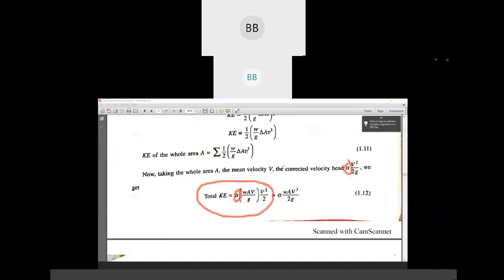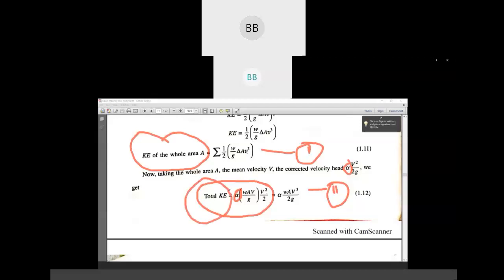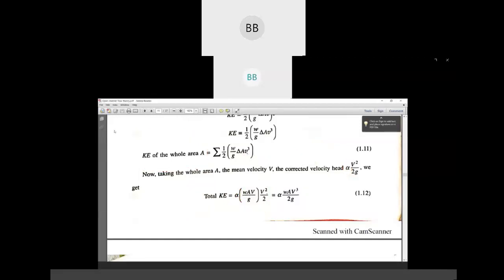Now if this is your equation 1 and this is your equation 2, we can say that equation 1 and equation 2 are the same, because this is also your kinetic energy for the whole cross sectional area by considering some elementary area. And equation 2 also gives you the kinetic energy for the whole cross sectional area. So both equations give you the kinetic energy for the whole cross sectional area. So now we are going to equate equation 1 and 2.